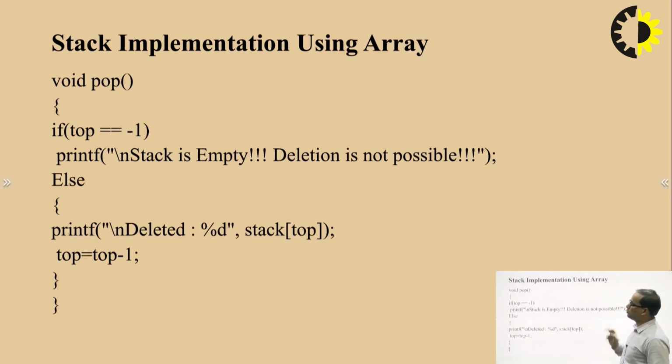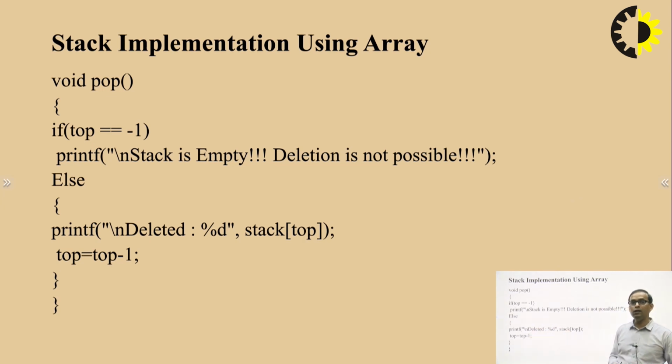Now see the pop function. This is the code or statements written inside the pop function. The pop function is basically used to delete an element from the stack. So deletion is possible only when there are some elements in the stack to be deleted. So at first we will check whether the top is equal to -1. It means if the stack is empty, then deletion is not possible. If top is not equal to -1, in that case the statements written inside the else block will be executed.